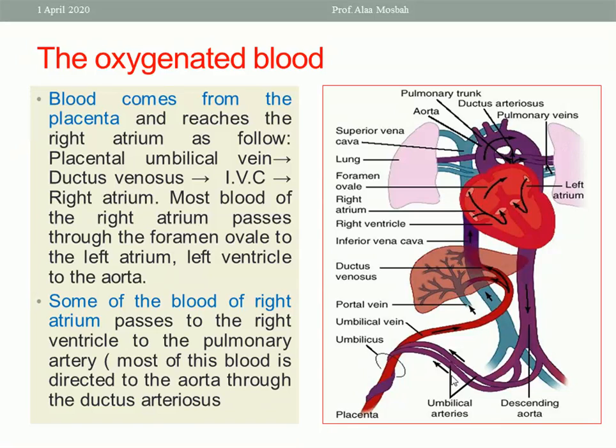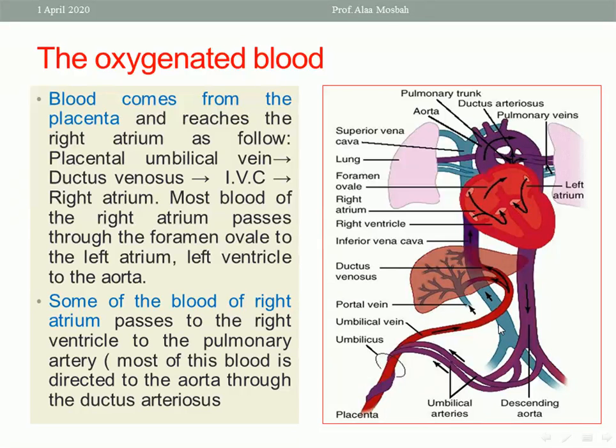To summarize, blood comes from the placenta and reaches the right atrium as follows: umbilical vein first, then ductus venosus, as in the picture here, then inferior vena cava, then right atrium. Most of the blood of the right atrium passes through the foramen ovale, as this arrow directs, to the left atrium, left ventricle, then to the aorta.